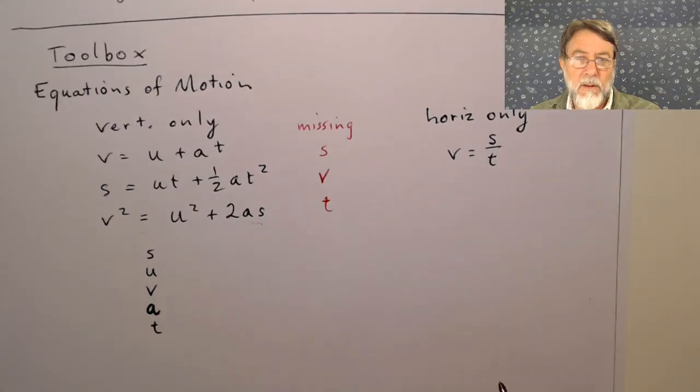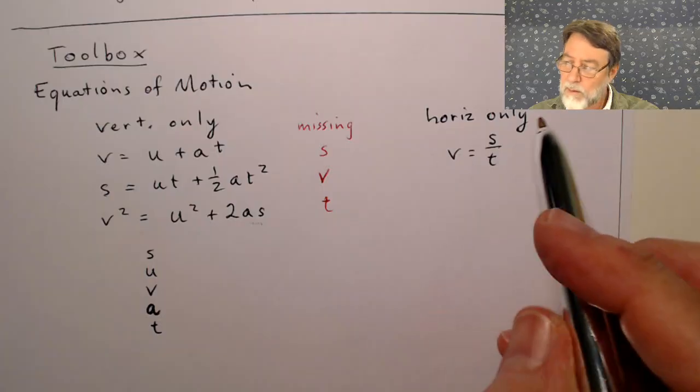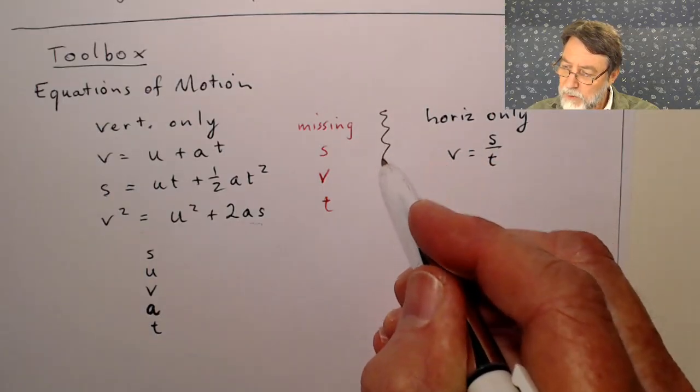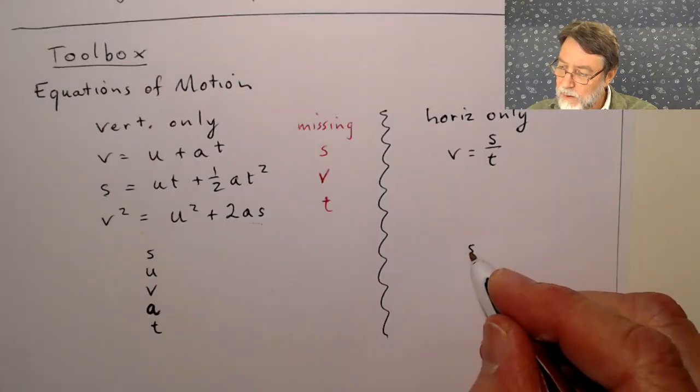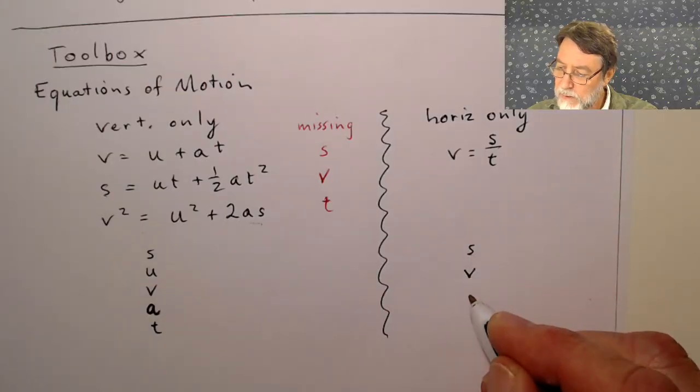I'll just finish that off by listing. I'm just going to make sure these look separate. Vertical, horizontal, and here we've just got S, V and T.